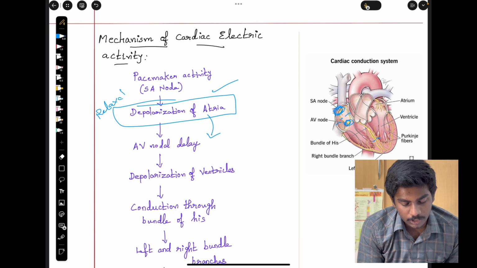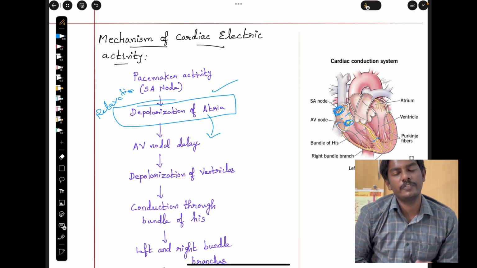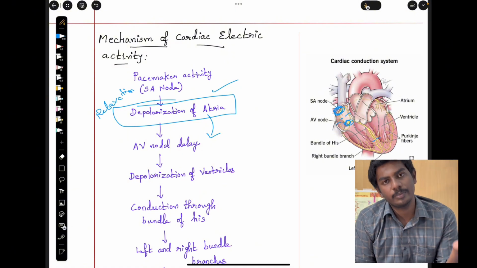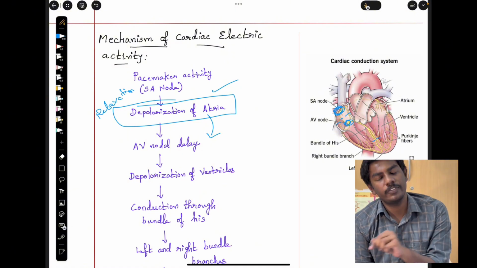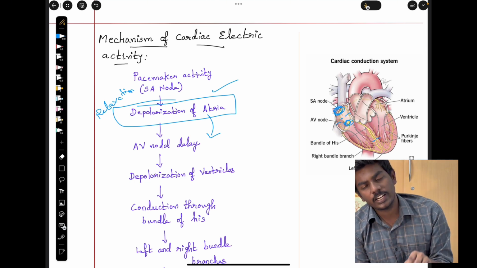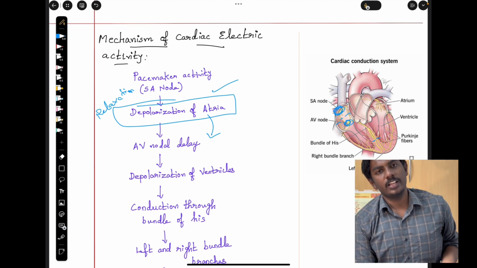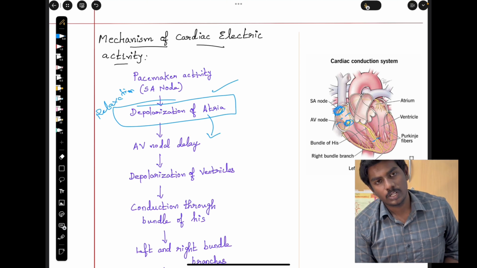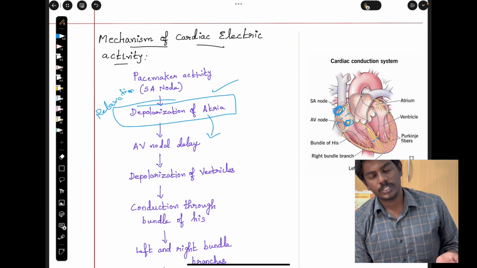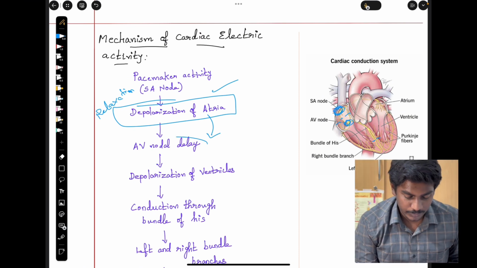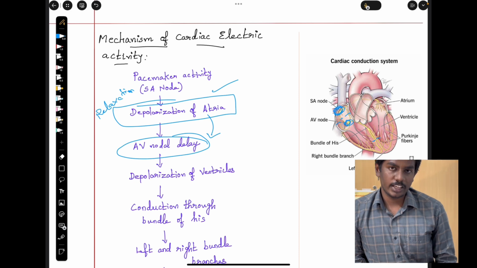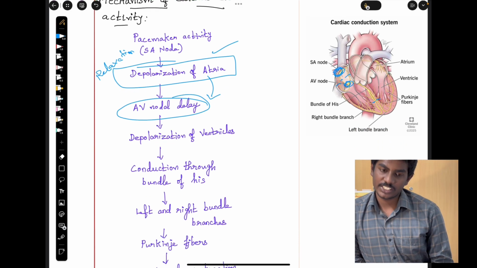Now the impulse has to go to the ventricles. It cannot go directly to the ventricles. So from the atrium, it goes to the AV ring, the AV node. From the AV node, it reaches the ventricle. The conduction velocity in atria is high, but in the AV node it is low. So the AV conduction is very slow. This is called AV nodal delay. From the AV node, it reaches the ventricle, and that leads to the depolarization, or relaxation, of ventricles.